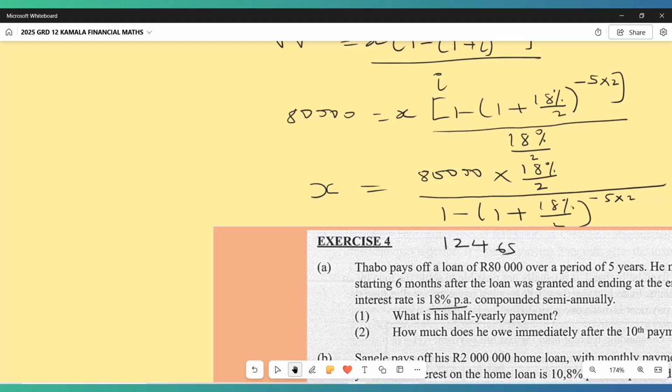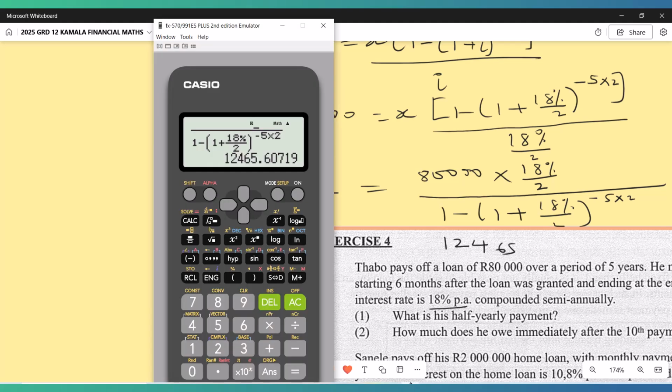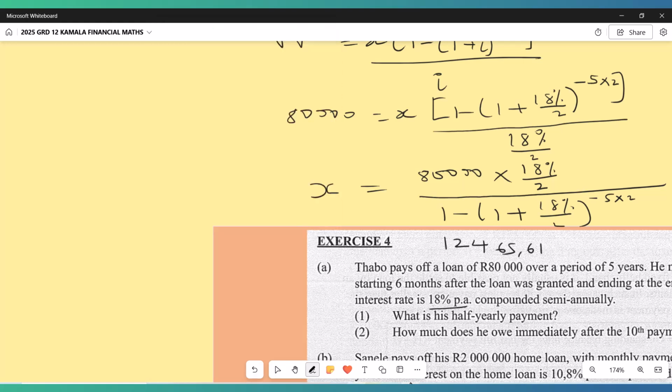12465, then comma 61. Okay, comma 61. So it's going to be his monthly payments. Hope we are together. Okay, let us proceed now.